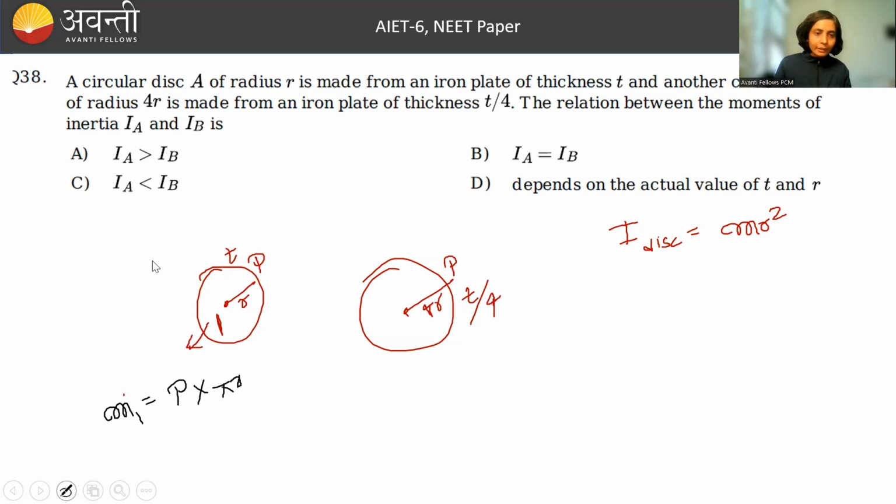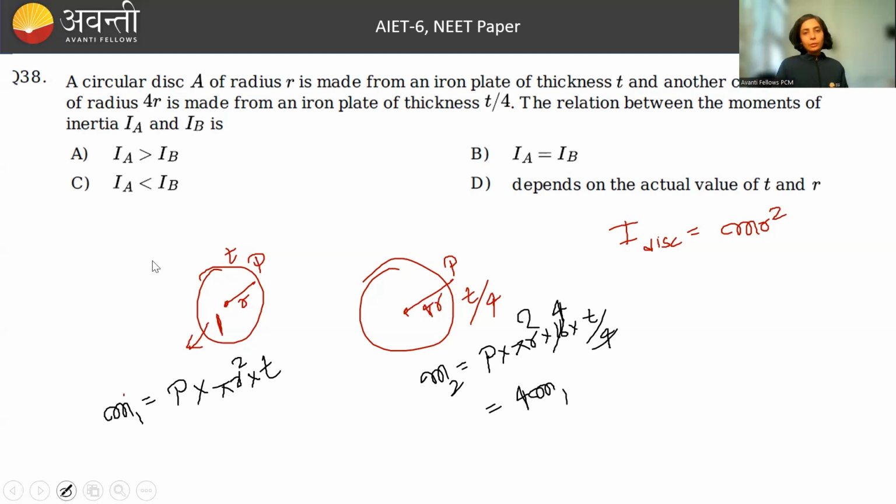Volume of cylinder is area of cross section times length, pi r square into length, that is thickness here, T. Just imagine a coin: a 5 rupees coin is thicker, this is also a disc, and a 1 rupee coin is less thick. So its mass M2 will be rho into pi into (4r) square, that is pi r square into 16 into T by 4. So this is 4 times this. So this mass is 4m1.